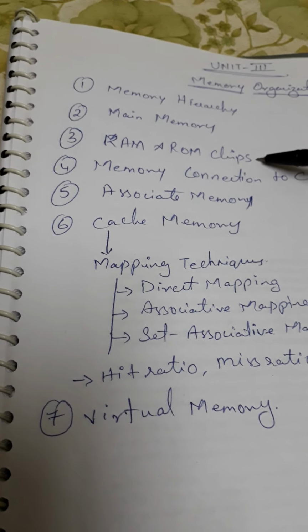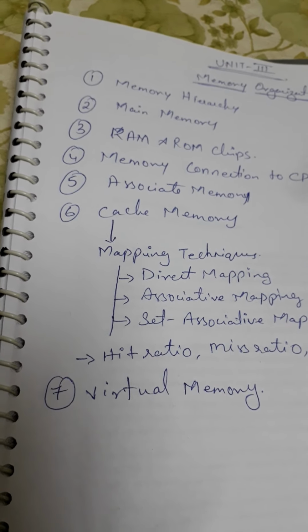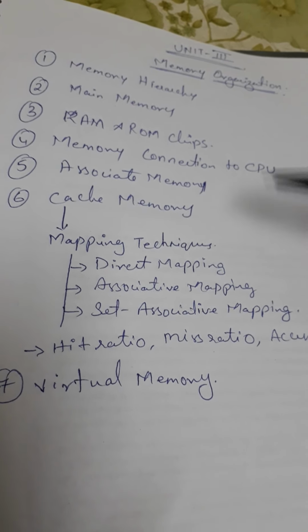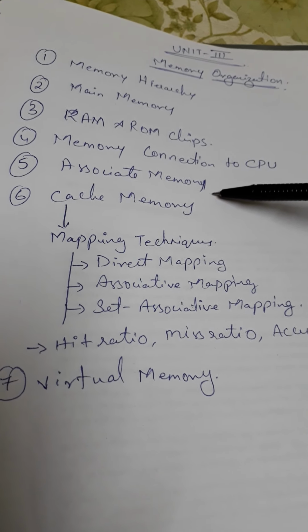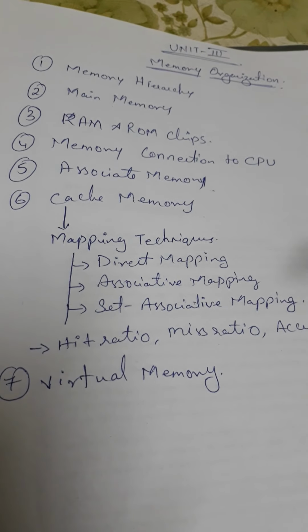And then we'll move on to the next type of memory, which is associative memory. So this is another type of memory which is there. As we go ahead in the coming lectures, we will talk about what associative memory is. And then our next topic, the sixth topic, will be cache memory, another very important memory. Many of you are familiar with this memory, I guess.